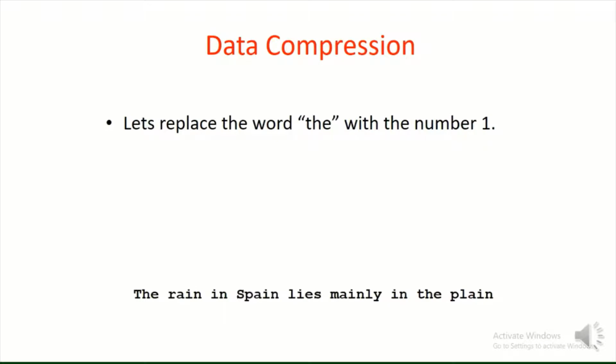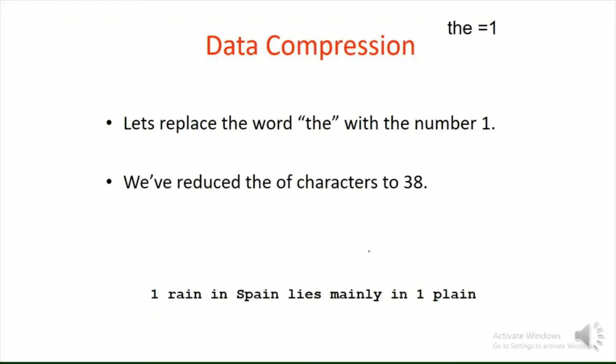I told you we are not going to use any mathematical algorithm. It depends on the person how this sentence can be compressed. We will take a method in which we replace the entire word "the", which is the most common word in the English language, with the number 1. So we replace all "the" with the number 1. The has been replaced with 1.